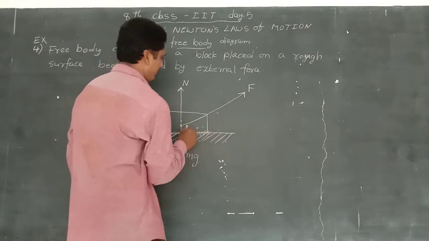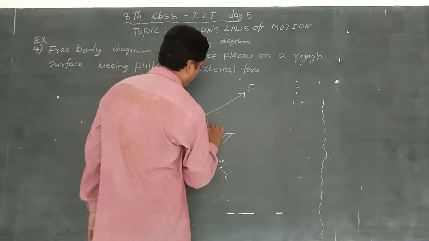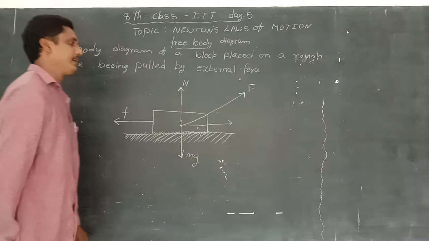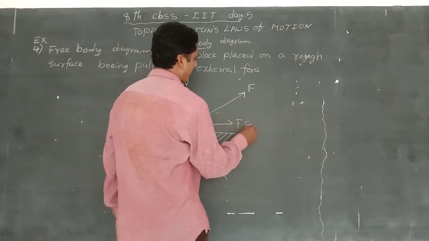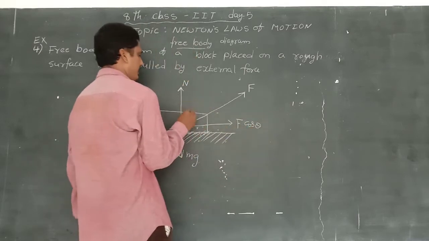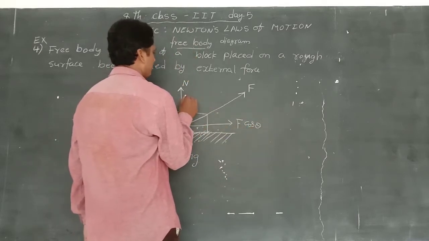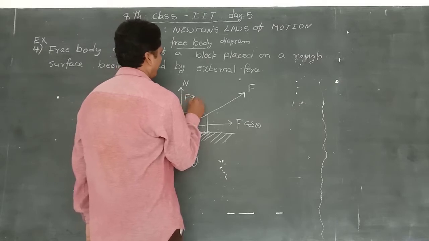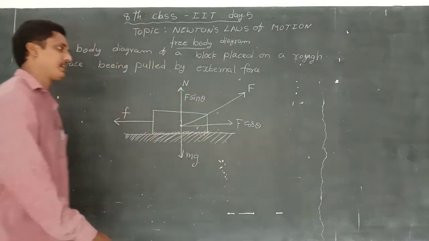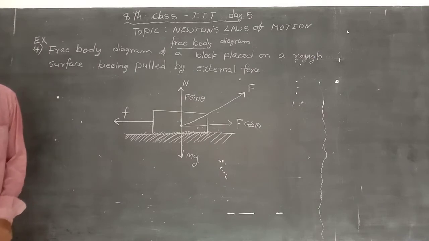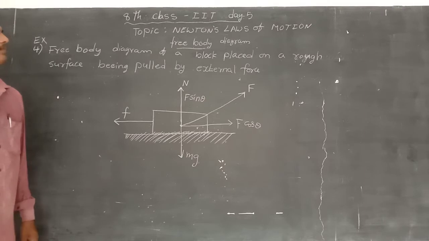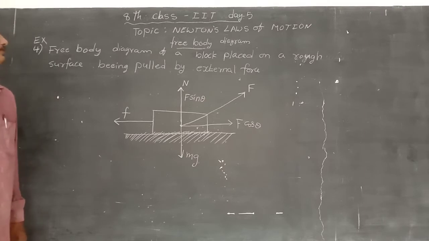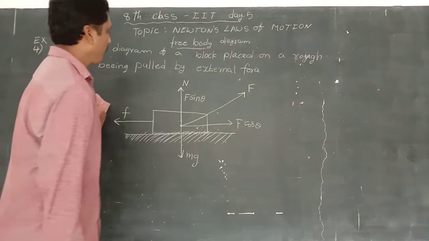Here the force F is divided into two components: F cos theta in the horizontal direction and F sin theta in the vertical direction. This is the free body diagram of a block placed on a rough surface being pulled by an external force.